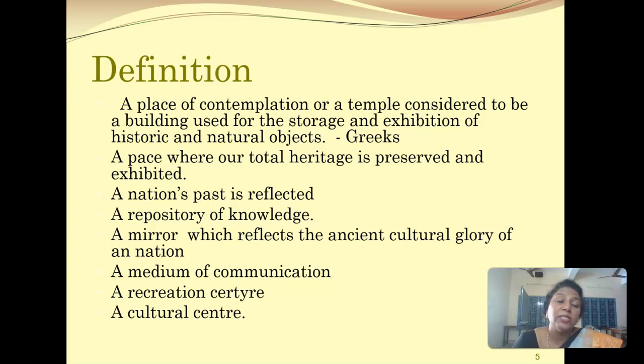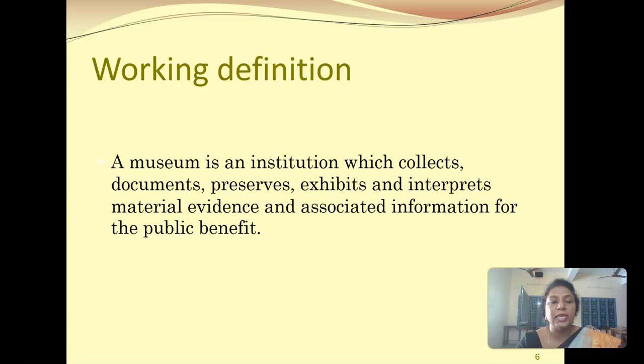For some people, it is a recreation center. When you're free, you would like to see a museum; it is a very interesting thing to visit a museum. And also it's a cultural center.